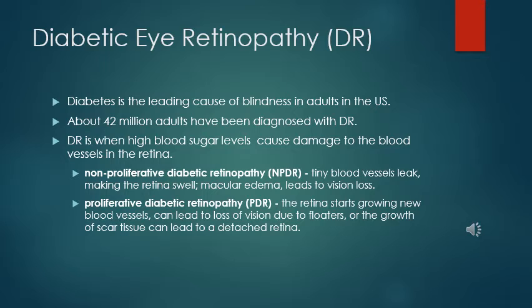Diabetes-related blindness has led to about $500 million in expenses, all of which can be prevented by early detection, constant monitoring, and maintaining good control of blood sugar levels.